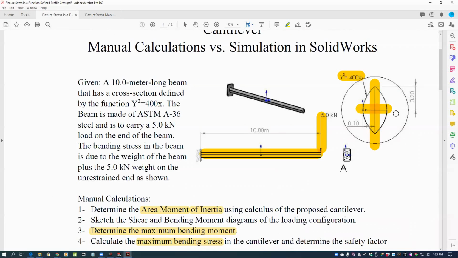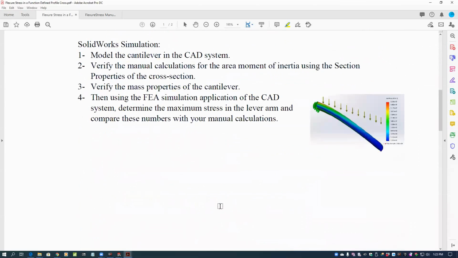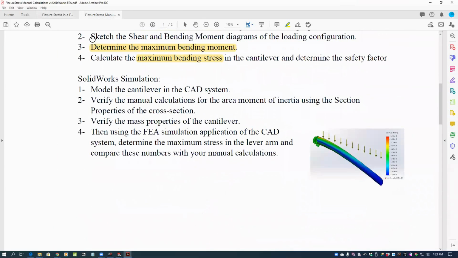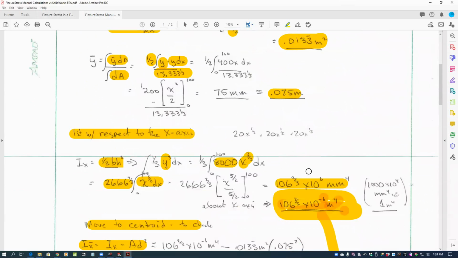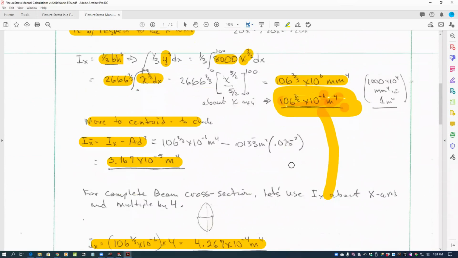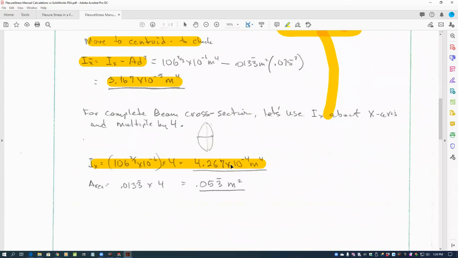Assuming that's our x. And it's also the axis of our centroidal axis of this entire shape. So here's the area moment of inertia of the entire cross-section here. And then the total area, we calculated the area for just 1/4 of it, times 4 gives us the area of that cross-section.